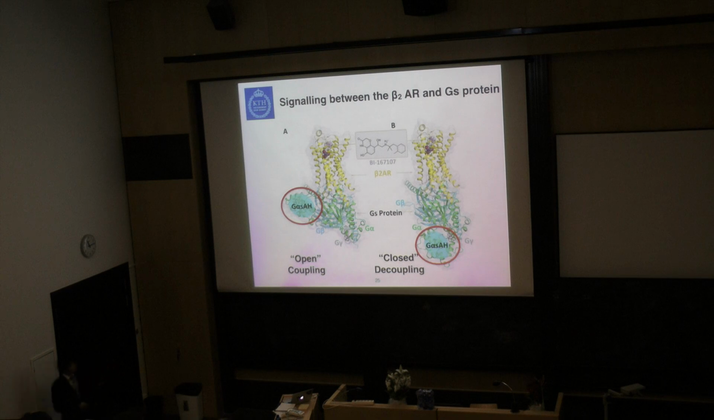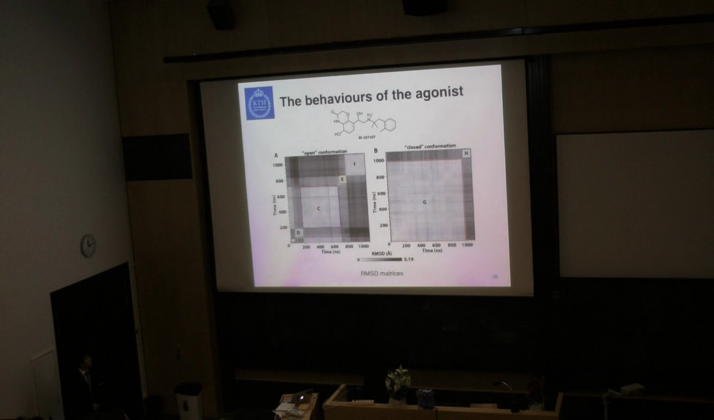So we are interested in how these two conformations can have distinct effects on the binding state of the Gs protein. So we include the agonist and use these two conformations for the following simulations. Here are the results from the simulation, and we found that the ligand behaves differently in the open conformation and in the closed conformation. From the RMSD matrix, we observed 4 conformational clusters in the open conformation. However, in the closed conformation, we just observed 2 conformational clusters, which are G and H.